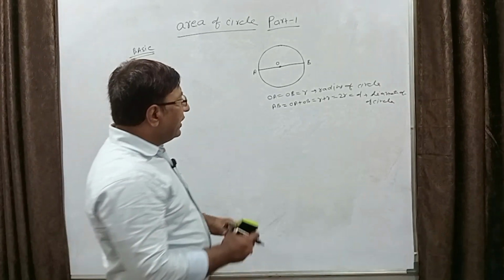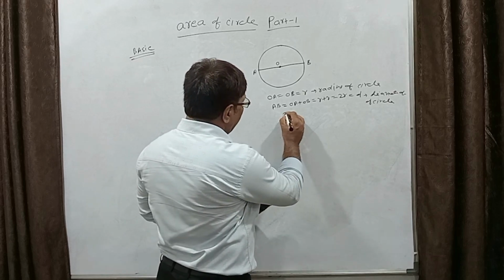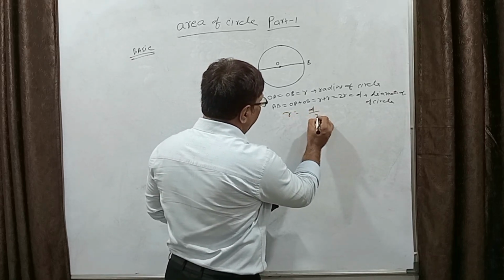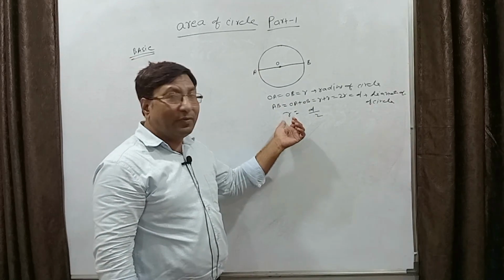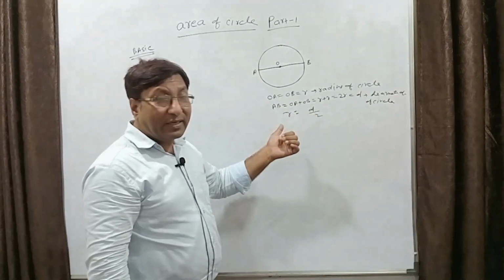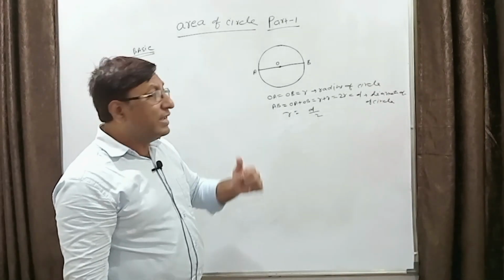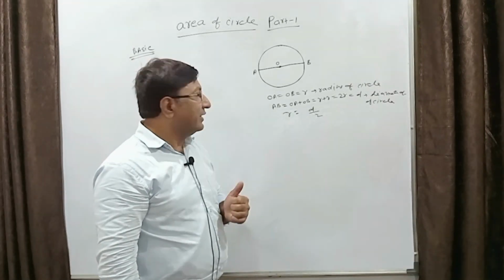And if you find radius, so radius equal to what? That is D by 2, that is half of the diameter. So this is the relation between radius and diameter of circle. Radius is half of diameter and diameter is twice of radius.